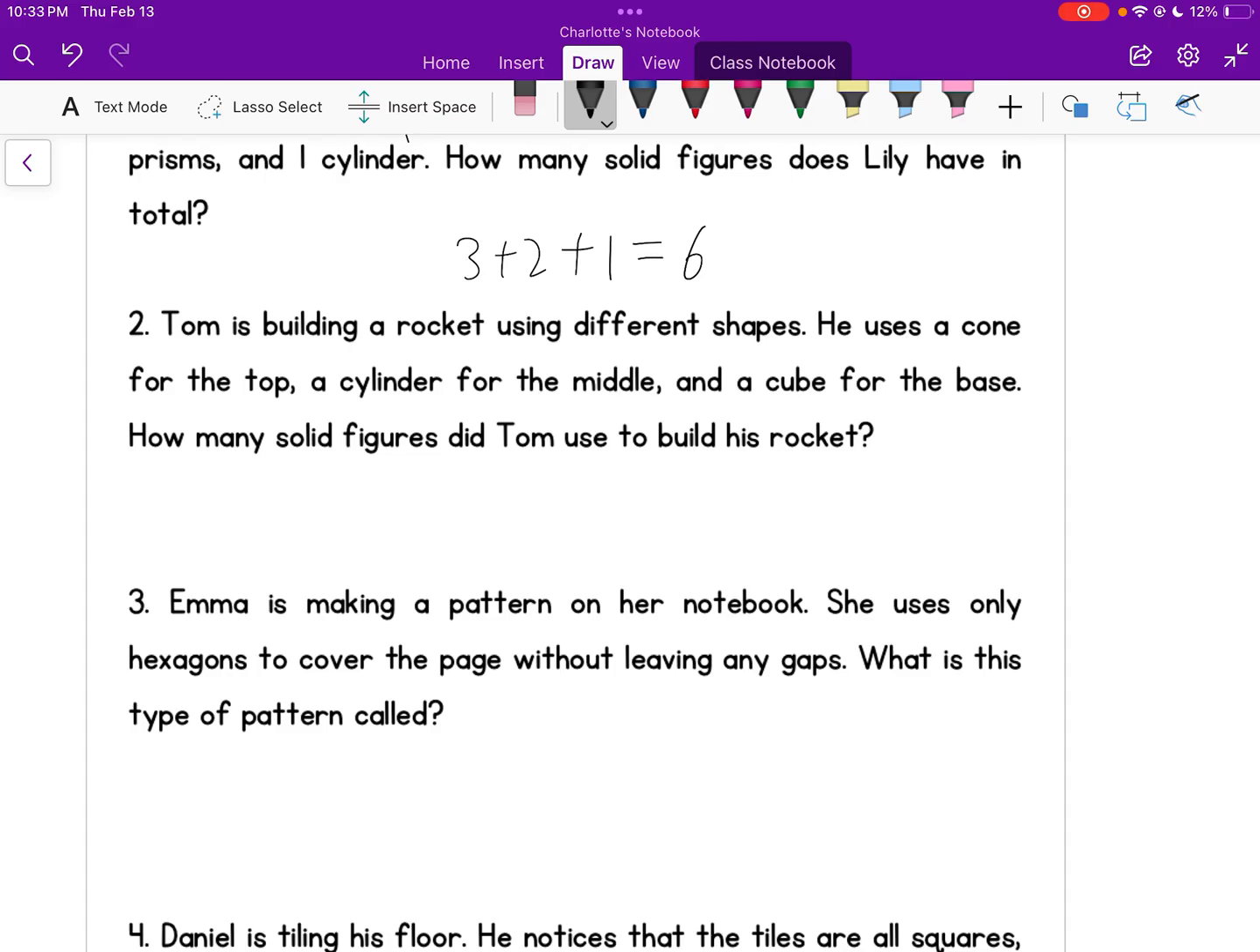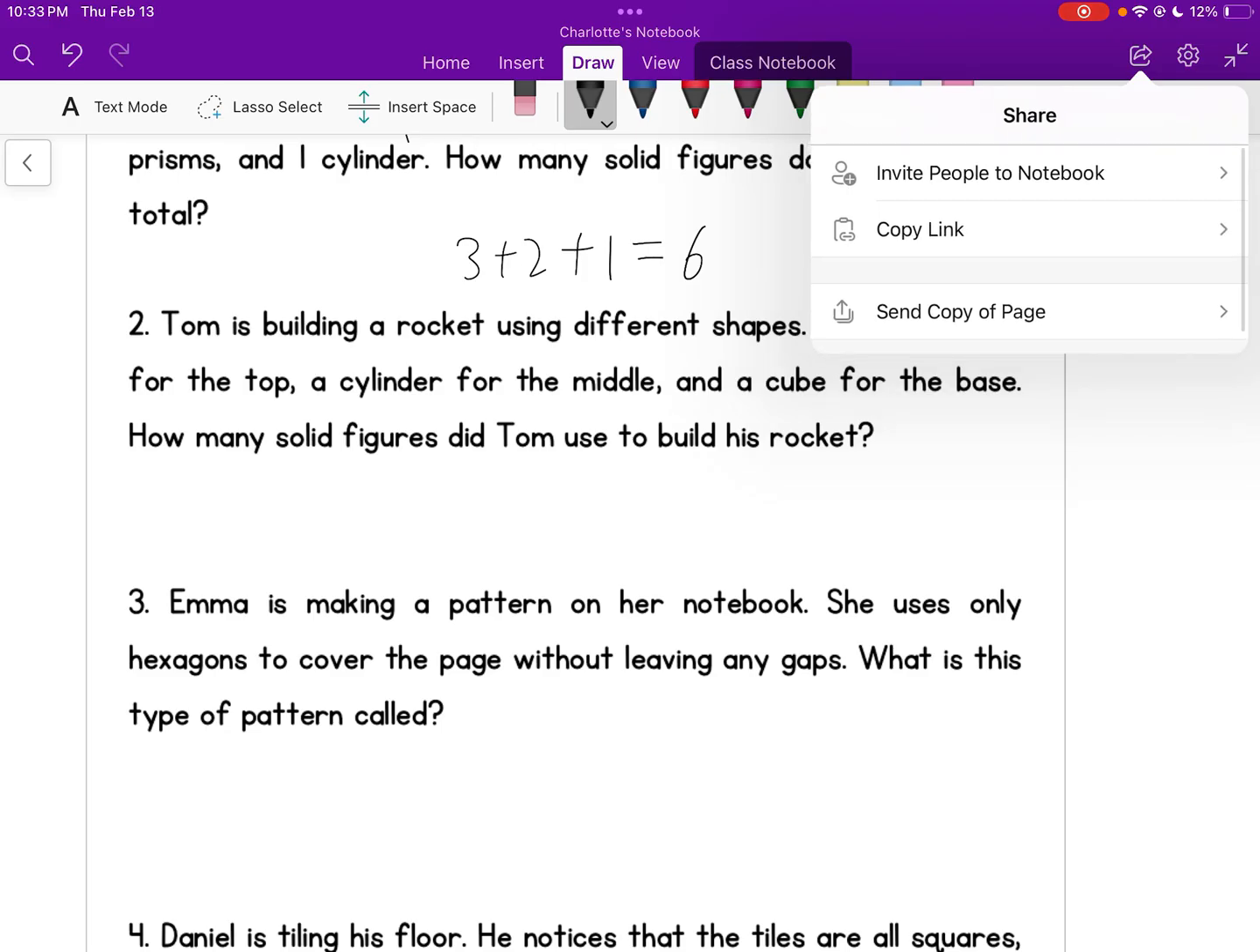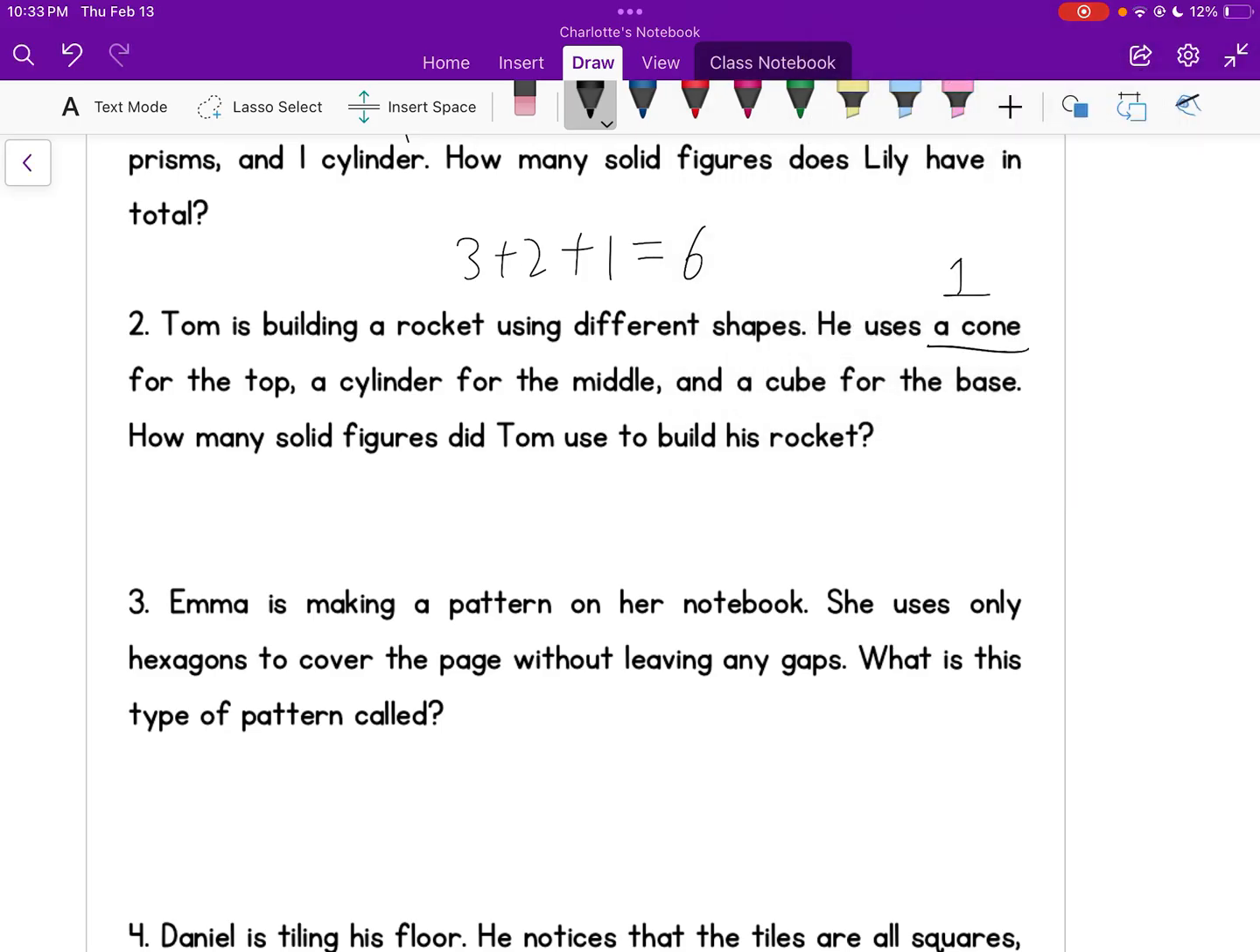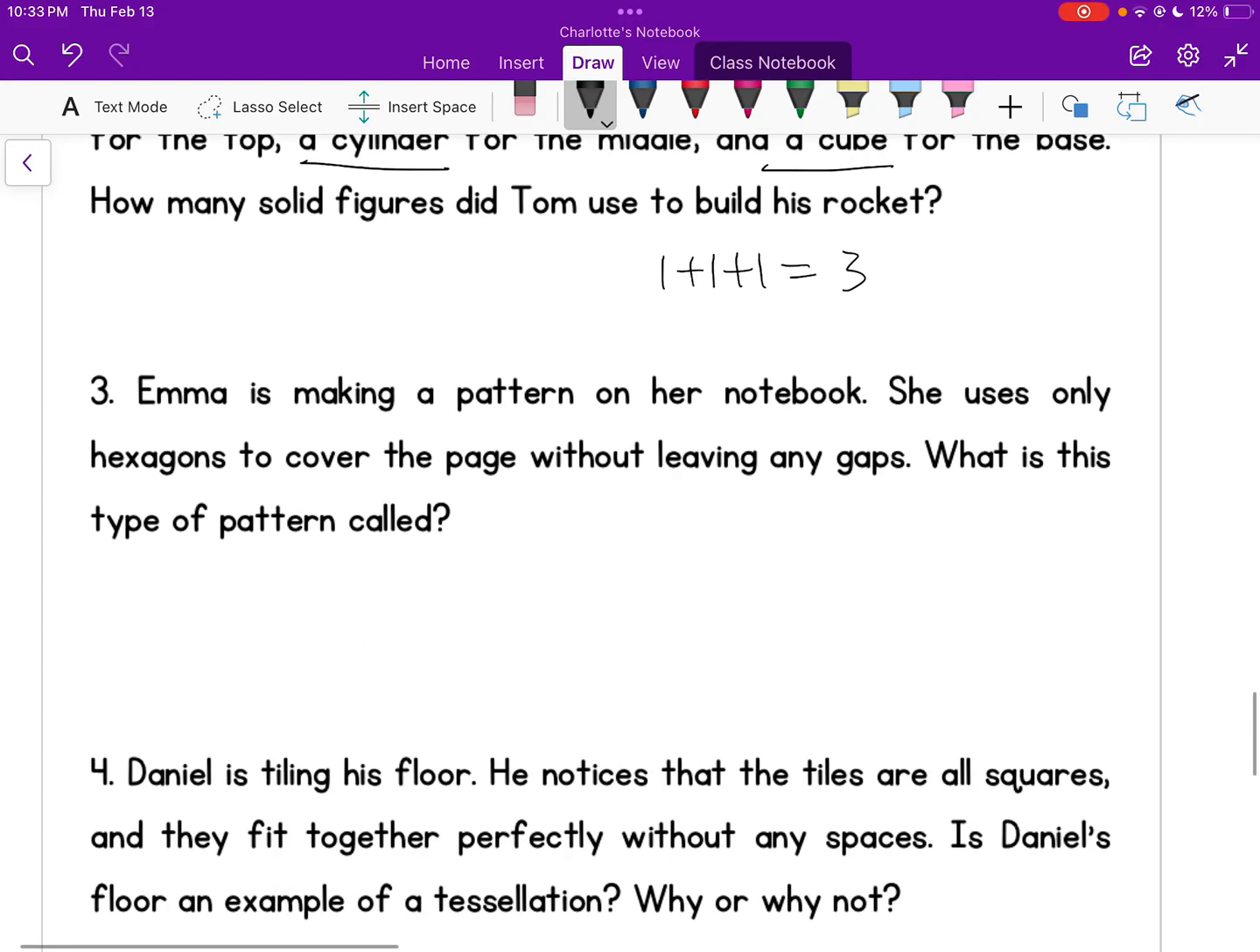And Tom is building a rocket using different shapes. He uses a cone for the top, a cylinder for the middle, and a cube for the base. How many solid figures did Tom use to build his rocket? So he uses a cone, so 1, and a cylinder for the middle, so 2, and a cube for the base. So it's 1 plus 1 plus 1 equals 3.